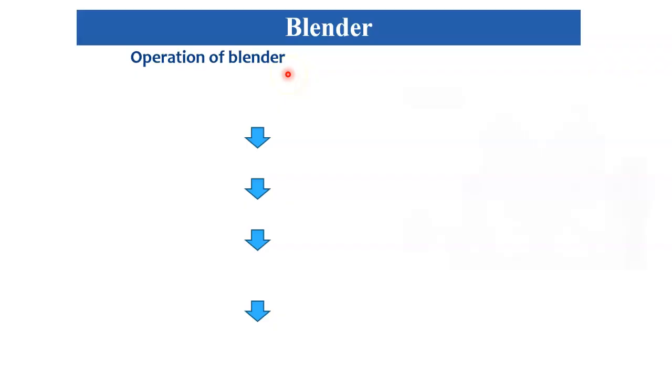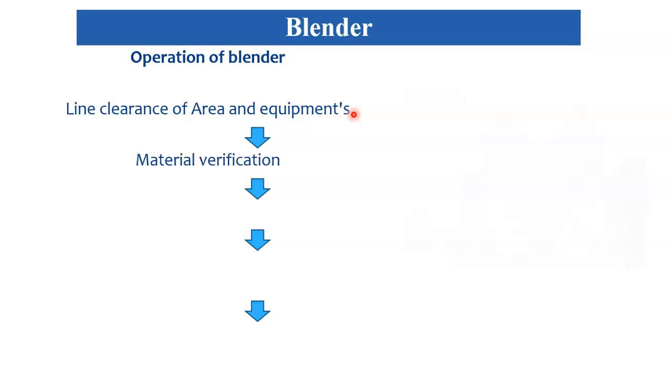Now operation of blender. Before starting the process, here is a line clearance of area and equipment are mandatory. It is checked by production and APK personnel. After certifying line clearance, the next process started. Then material verification, in that product name, batch number and quantity of material to be mixed are verified.